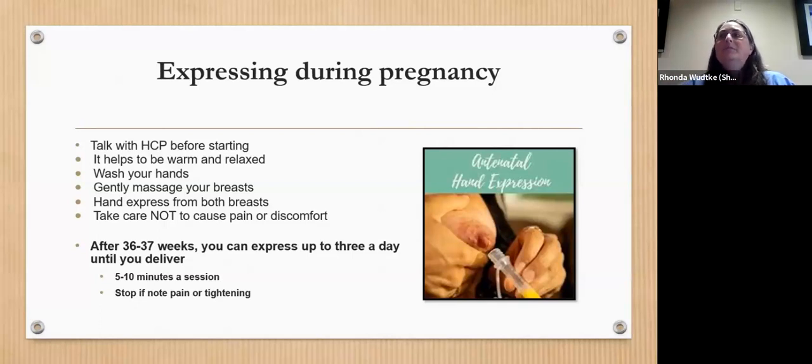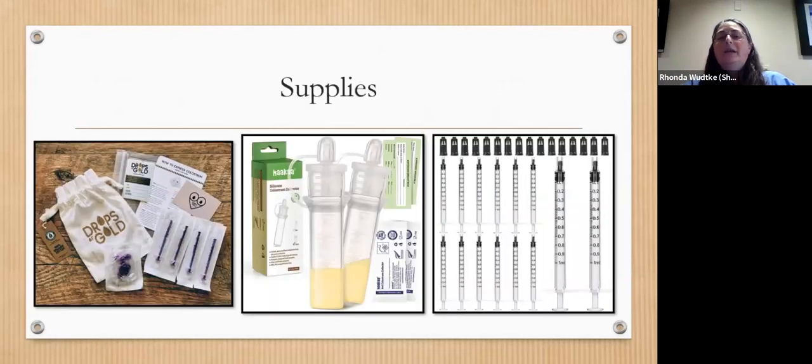When do we start it? Every protocol is a little different, but generally 36 to 37 weeks, 1 to 3 times a day, about 5 to 10 minutes per session. In our area, we typically recommend hand expression more than pumping, but that literature that I quoted first did talk about pumping. Parents can get supplies if they just Google collection of colostrum during pregnancy, syringes with caps.